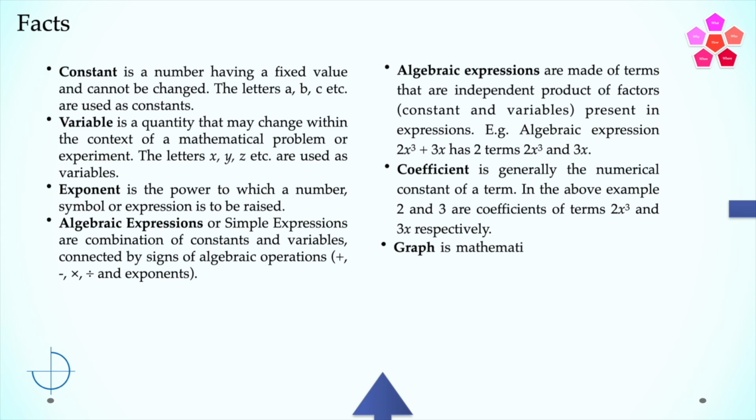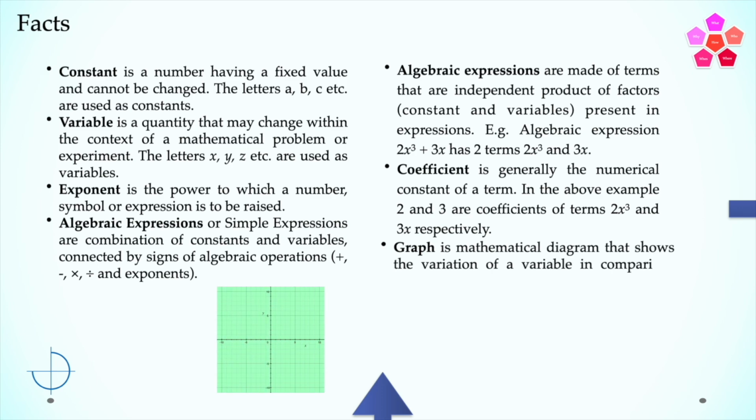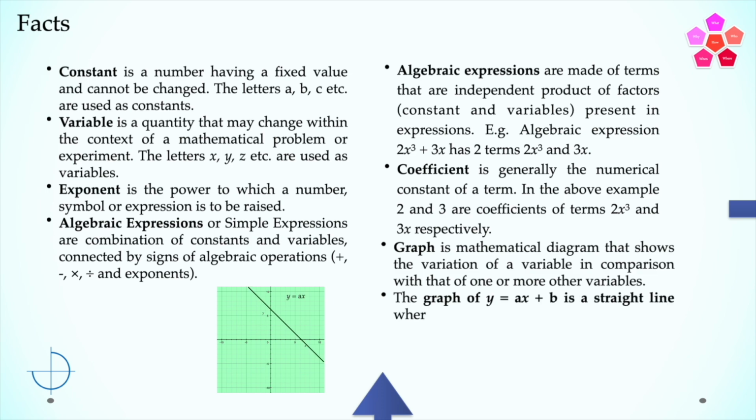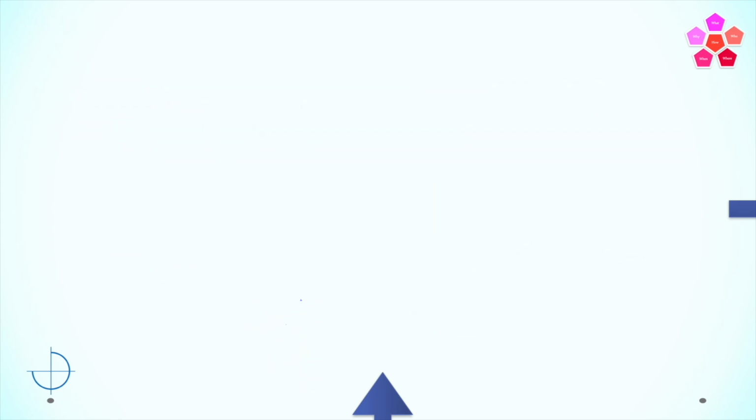Graph is a mathematical diagram that shows the variation of a variable in comparison with that of one or more other variables. The graph of y = ax + b is a straight line where a and b are constants, where a cannot be equal to 0, and x and y are variables. Let's start our journey of polynomials. So the next question is, what is a polynomial?